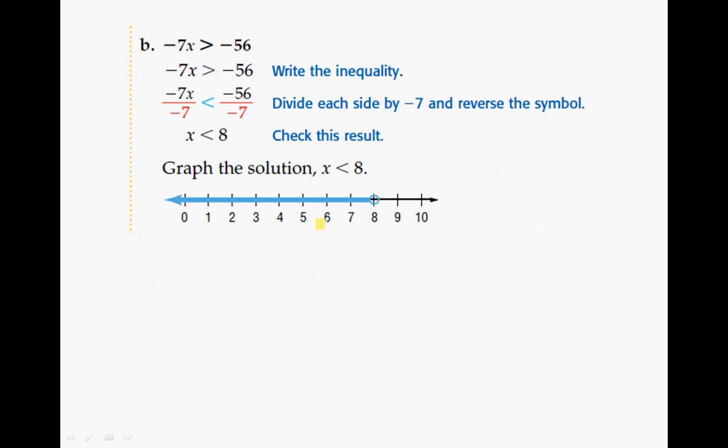Here's another example. Negative 7 times a number is greater than negative 56. If I divide both sides by negative 7, again, they switch, so don't forget to switch this, and I get positive 8. So x is less than 8. So when I graph this, it's an open point, and then you pick any number less than 8. Here's my favorite again, 0. Okay, so let's pick 0. Well, negative 7 times 0 is 0, and 0 is greater than negative 56, so that would make a true statement.